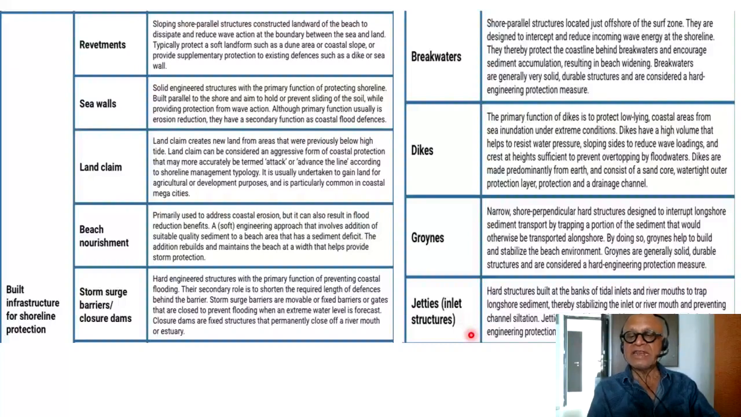Jetties or inlet structures, hard structures built at the banks of tidal inlets and river mouths to trap longshore sediment, thereby stabilizing the inlet or river mouth and preventing channel siltation.